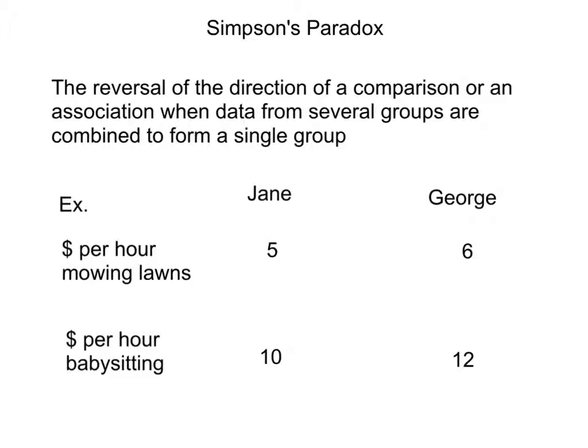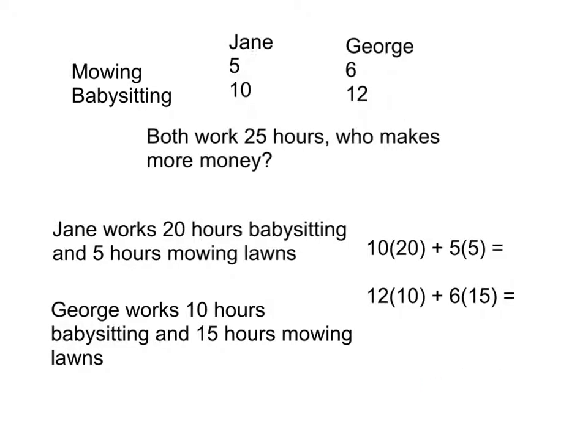So an example of this is we have two people, Jane and George. Jane makes $5 per hour mowing lawns, George makes $6, and Jane makes $10 per hour babysitting, and George makes $12. If you look at this, you're going to expect that George makes more money than Jane just because he's being paid more in both areas. So if they work the same amount of hours, George is going to make more money. What Simpson's Paradox says is, let's see, if they both work 25 hours, who makes more money?